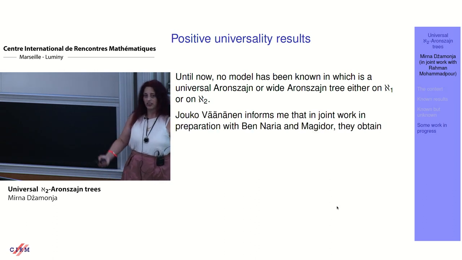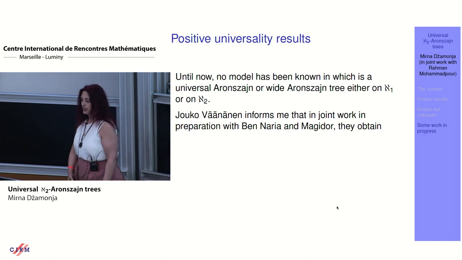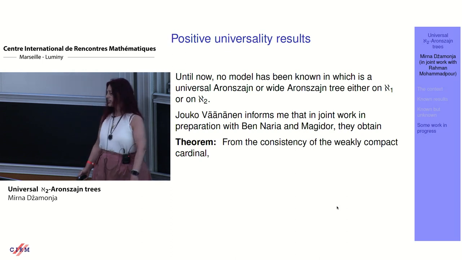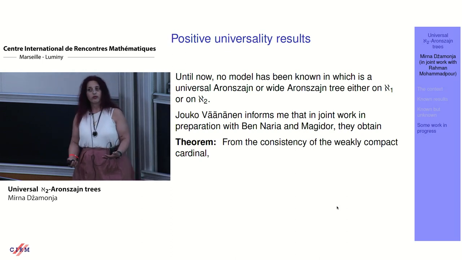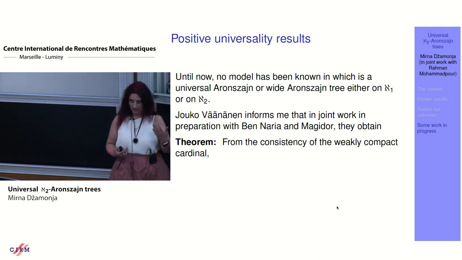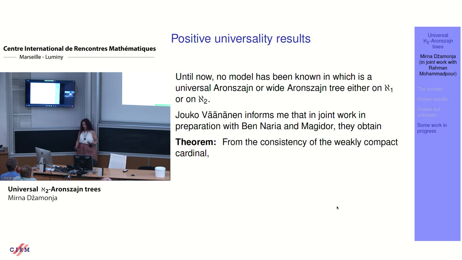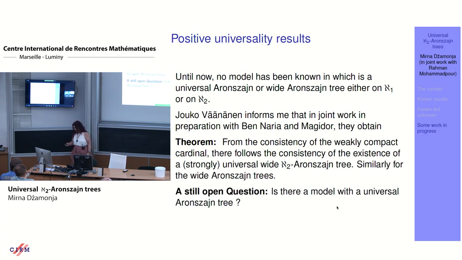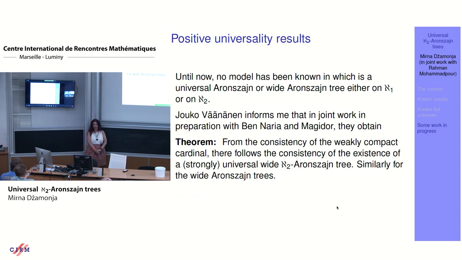And Jouko Väänänen told me during this conference that in joint work with Ben-Neria and Magidor, they obtain the first known positive universality result, which has a similar proof, in a sense, to the one that I did, in the sense that they also use the Laver-Shelah methodology. So from the consistency of the weakly compact cardinal, there follows the consistency of the existence of a universal wide Aleph 2 Aronszajn tree. And in fact, this is strongly universal because they don't need weak embeddings. They actually use one-to-one embeddings. And similarly, they can show the same for the wide Aronszajn trees.